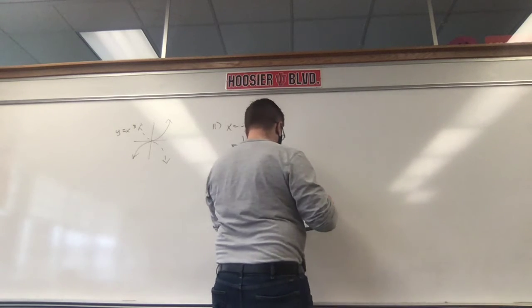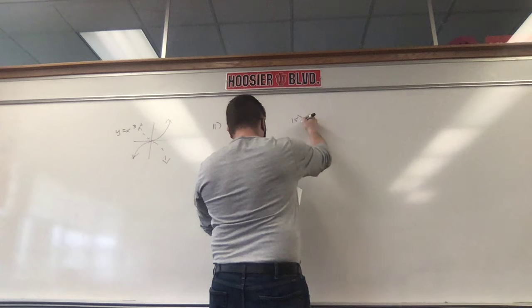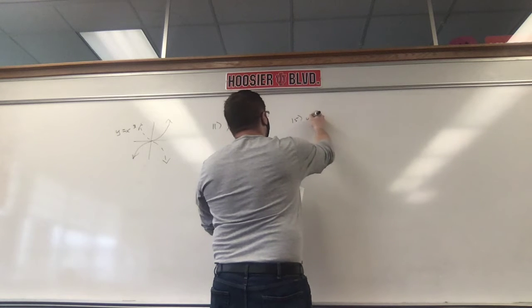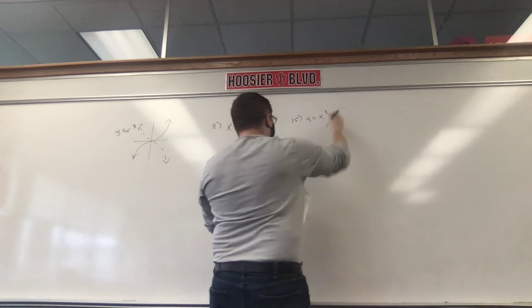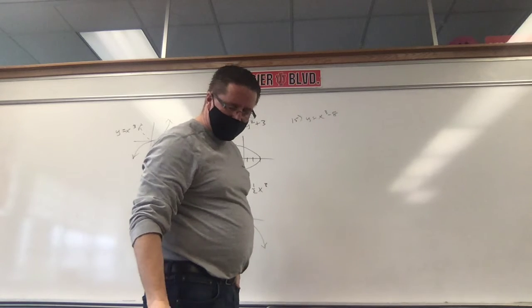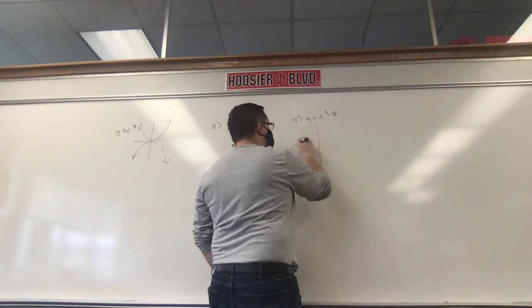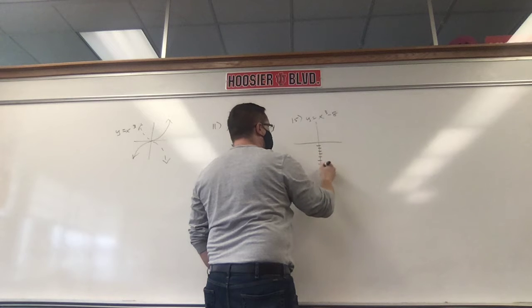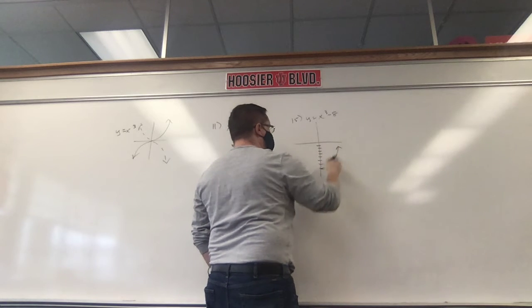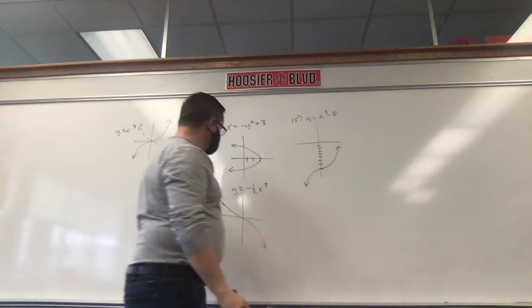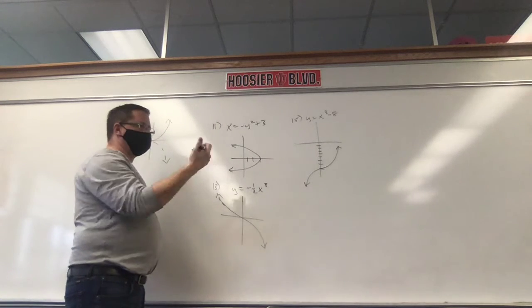It's 15. Okay, y equals x to the third minus 8. Okay, this minus 8 is going to move this thing down 8 spots. And it's just going to go like this, and it's going to go like that. It's going to be this one, moved down 8, but flipped.